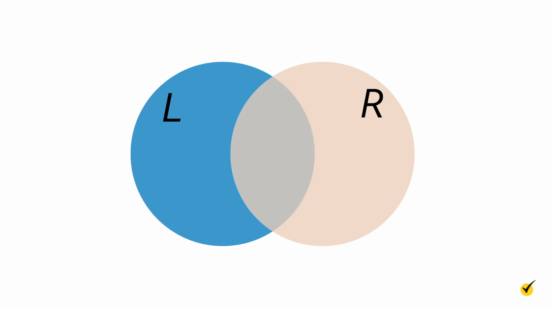If we wanted to label the small area of overlap between L and R, we would call it the intersection of L and R, which is written with an upside-down U shape. Intersections represent only the elements which are common to both sets. This is kind of like how we call the area where two roads cross each other an intersection. That area belongs to both roads.